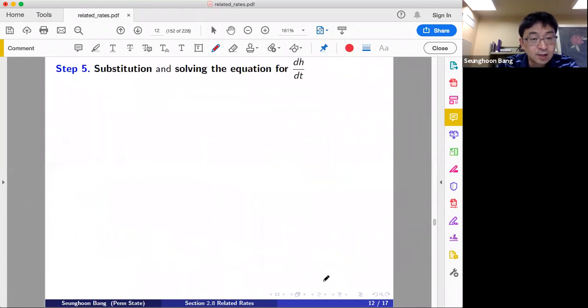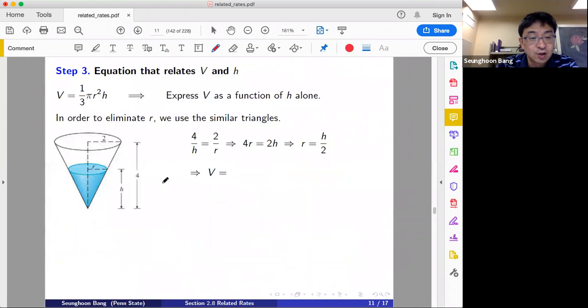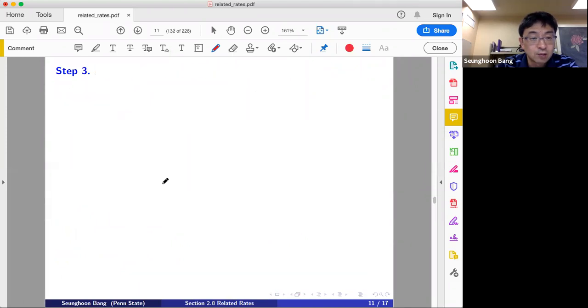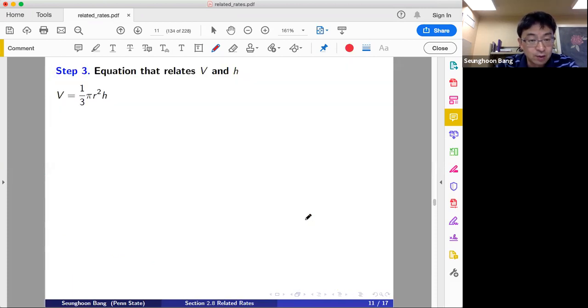The next step is to substitute and solve the equation for dh over dt. How can you substitute? You have to use the previously given information in step 2. In step 2, dV over dt is 2 and h is 3. You can use these two pieces of information and plug them in.